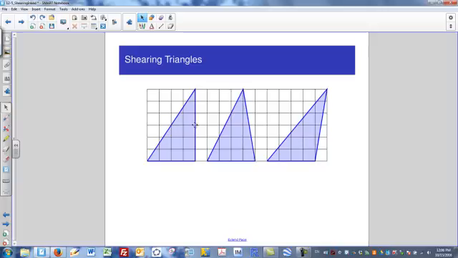Another thing that's interesting is that the segments are all the same. So for example, this segment is 2 units in length. Well, it turns out that if you measured this segment right here, it would also be 2 units in length. And if you measured this segment right here, it would be 2 units in length. So the horizontal segments also maintain their size as we shear a triangle.